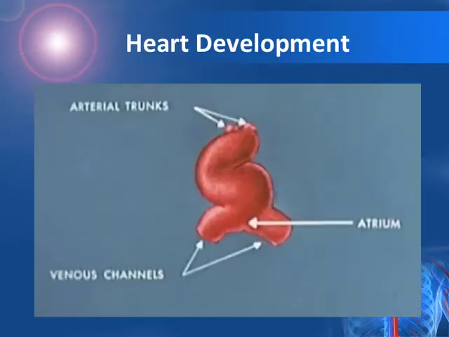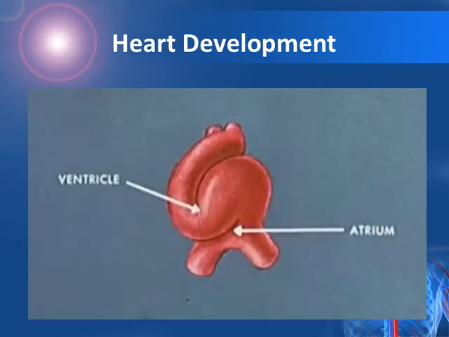Now, if we're talking about a heart, we need to mention at least briefly its embryology. It starts as a single tube with the venous channels on the bottom and arterial trunks on the top. It starts extending, prolonging, and folding over. During the folding over process, the anterior structures will give rise to the ventricles, and the posterior structures will be the atria.